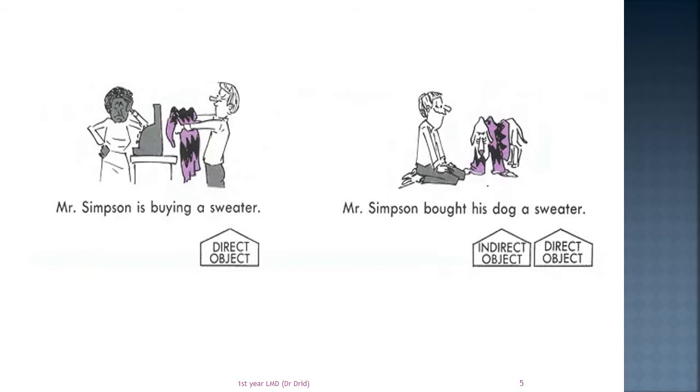The second example: Mr. Simpson bought his dog a sweater. Now we see the same verb, and there is a direct object in the sentence, which is a sweater. This is the thing which is directly affected by the action of buying. Now, what is the receiver of the action of buying? It is his dog. The action is done for him, or for it in that case. So his dog is the indirect object. The indirect object is the person or the animate element for whom or to whom the action is done.